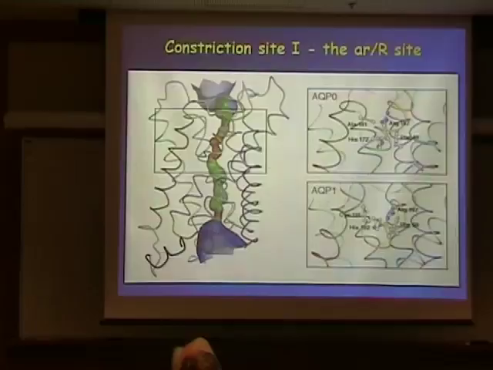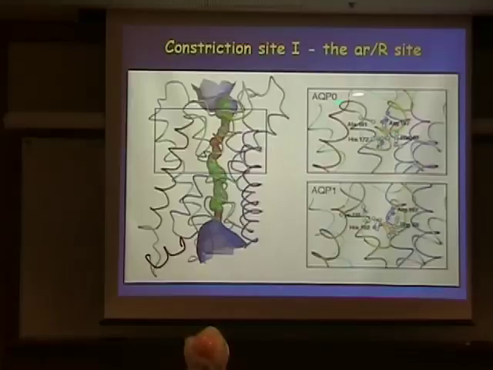And initially, at our 3 angstrom structure, we actually thought it would be arginine 187, which would be responsible for closing the water pore. The reason we thought so was that this arginine is part of a very important site. It's called the ar/R constriction site. Ar stands for aromatic residue, this phenylalanine, and R is the arginine. And this is actually the narrowest part in the water pore, and this constriction site is where only water can go through aquaporins, and no bigger molecules. So this is a very, very narrow constriction site.